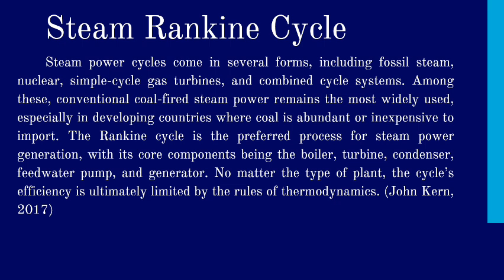Most steam power plants use the Rankine cycle, which is the main process for turning heat into electricity. The Rankine cycle relies on four main parts: the boiler, turbine, condenser, and feed water pump, with the use of generator producing electricity. No matter the type of plant, the cycle efficiency is ultimately limited by the rules of thermodynamics.